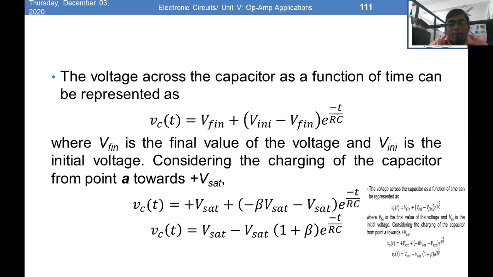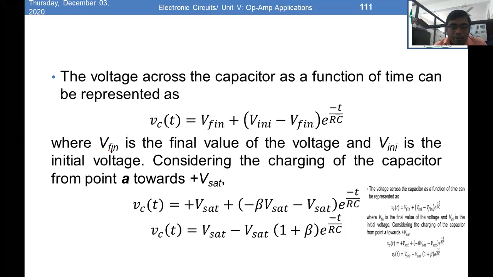Here, the voltage across the capacitor can be considered as a function of time, that can be represented as Vc(t) is equal to V final plus (V initial minus V final) into e raised to the power minus t upon RC. Why is it e raised to the power minus t upon RC? Because the voltage across the capacitor is exponential in nature.